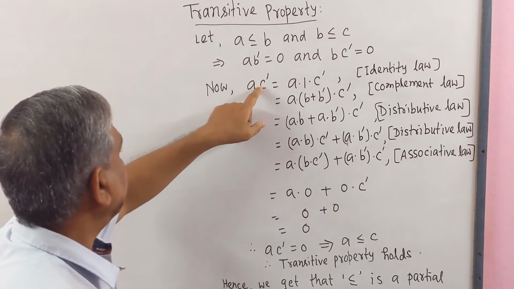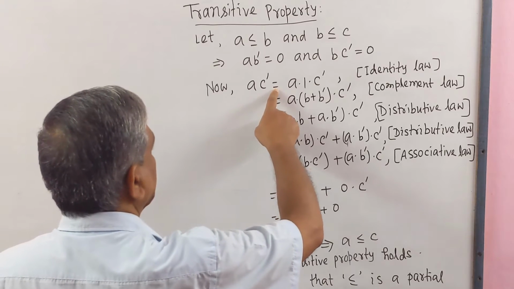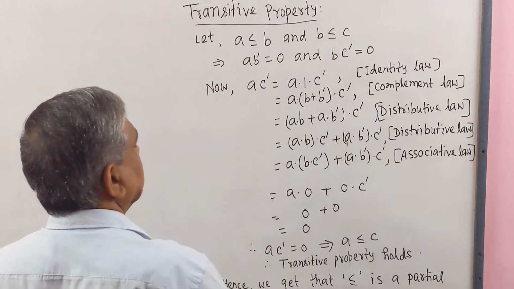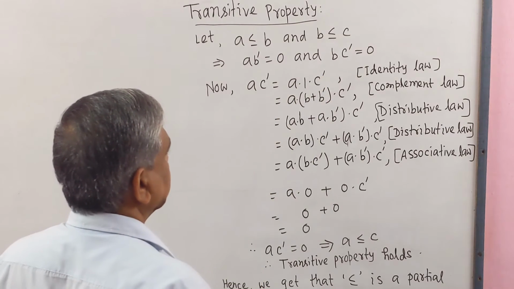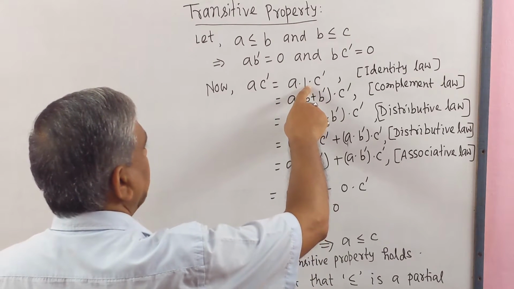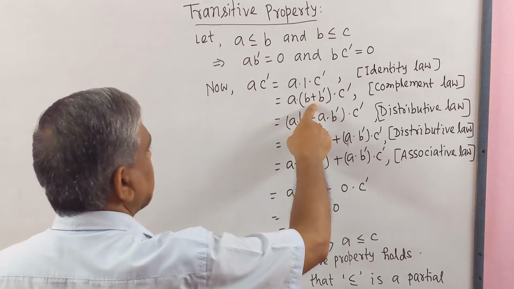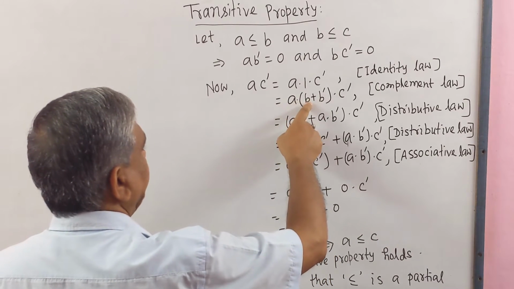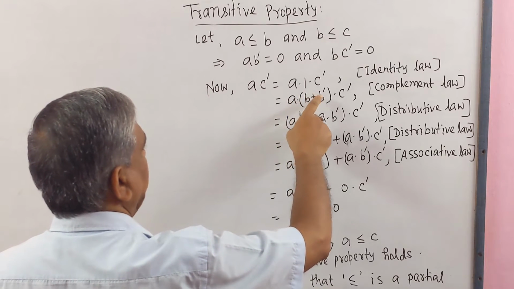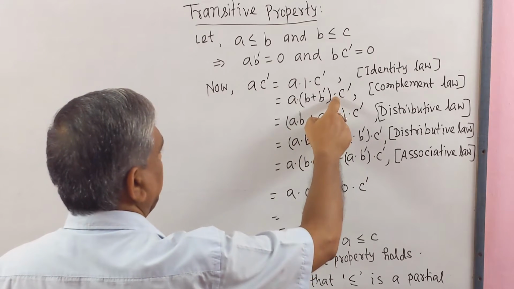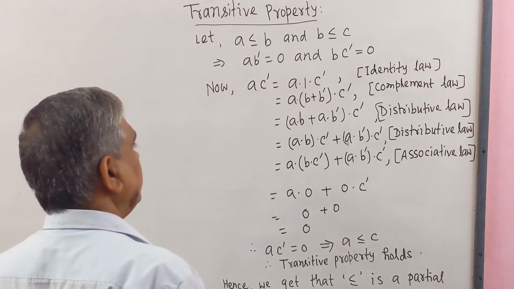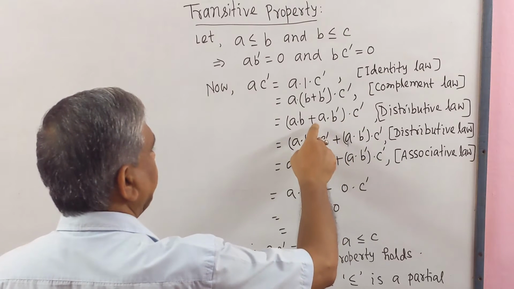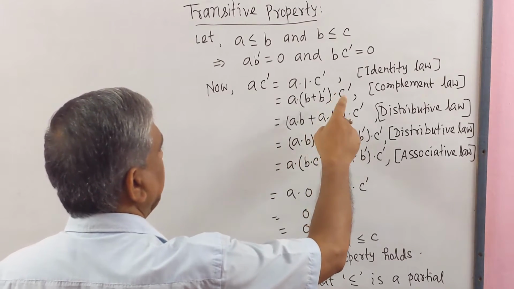Now A dot complement of C equal to, since A equal to A dot 1 by identity law, A dot 1 dot complement of C. By complement law we may write 1 equal to B plus complement of B. Now we use distributive law, A dot (B plus complement of B) dot complement of C. Now again we use distributive law, then we get A dot B dot complement of C plus A dot complement of B dot complement of C.